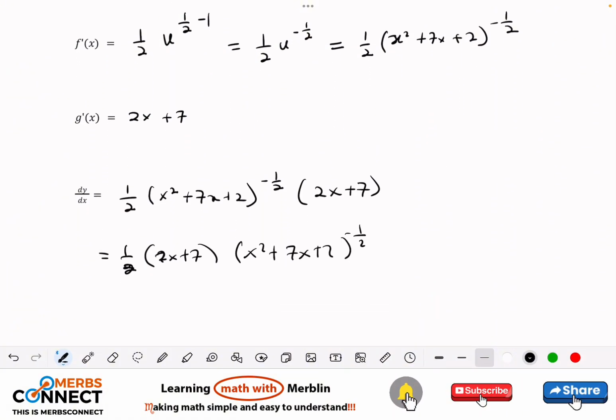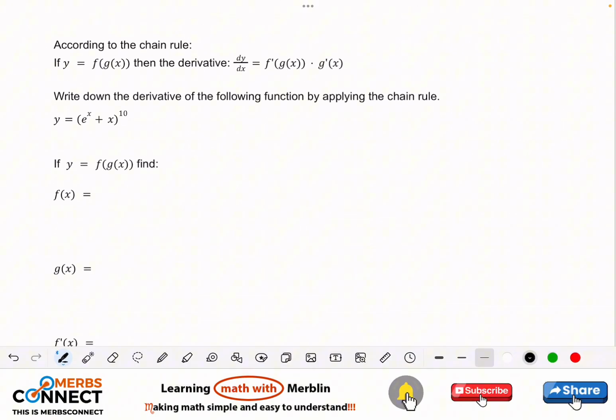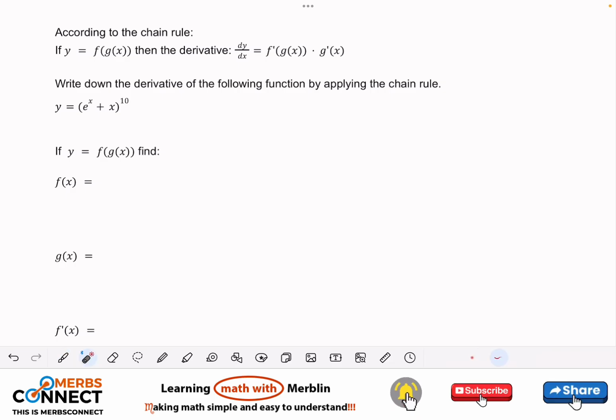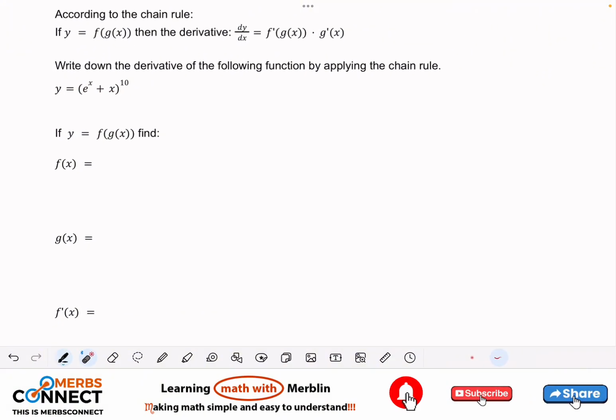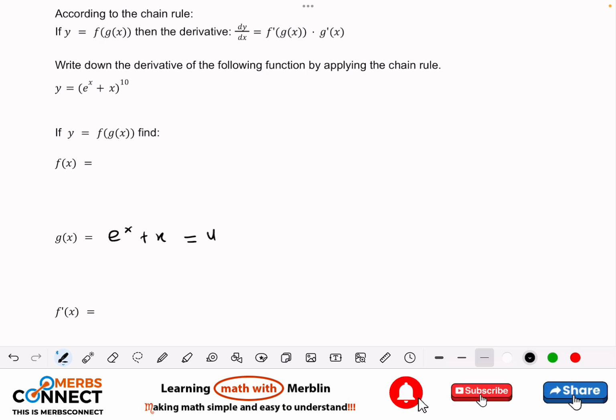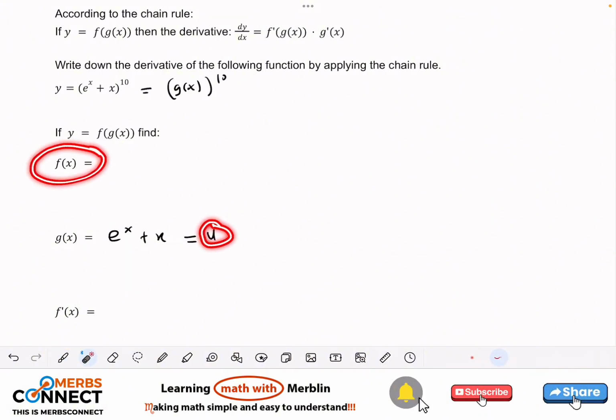Now let us pick another one which is similar, but the function is different. So the same idea here. Let's choose g of x first. So g of x is always the one in the parentheses. So I'm going to have e to the power x plus x, and I'm going to set this one to u, right? So that when I set this one to u, since the one in the parentheses is the same as g of x, I'm going to have it of the form g of x all to the power 10. But I'm setting this one to u so that I can write my f of x, right?